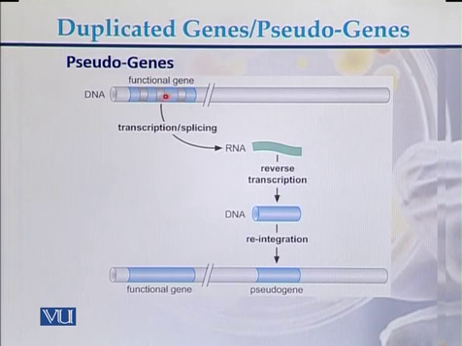The actual gene was present here. We can see that there is a functional gene. This is actually this one, and with the help of this process where the DNA is converted into RNA, and with the help of reverse transcription again DNA is formed, and that DNA reintegrates into the genome. This reintegrated gene is the pseudogene, meaning that it does not produce any RNA or any protein.